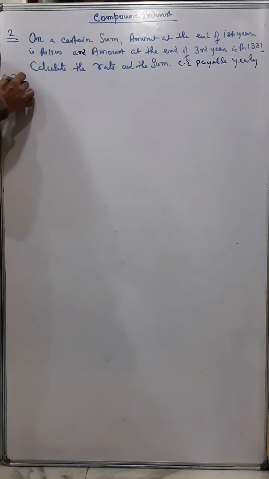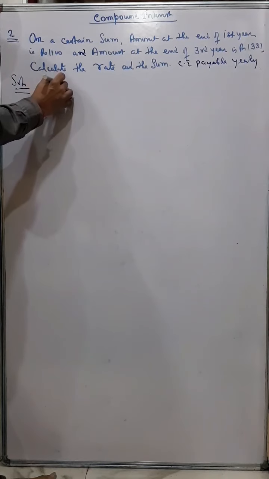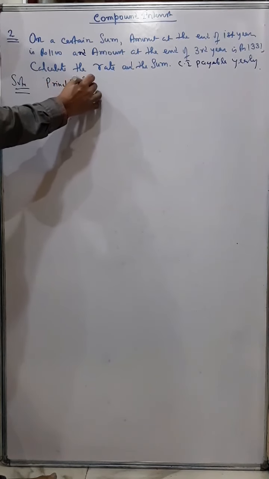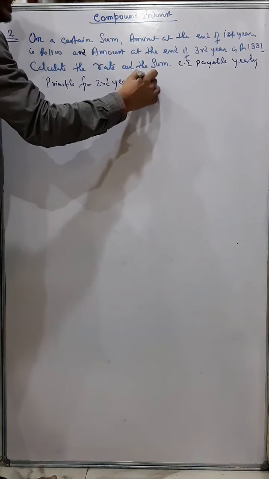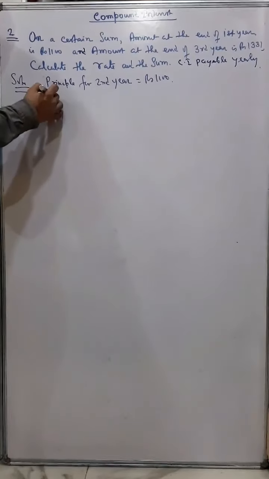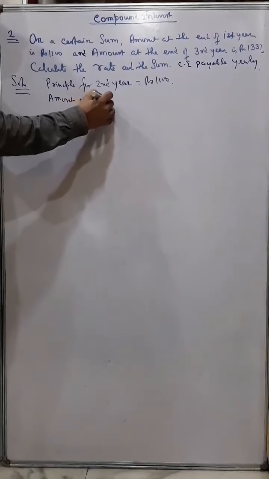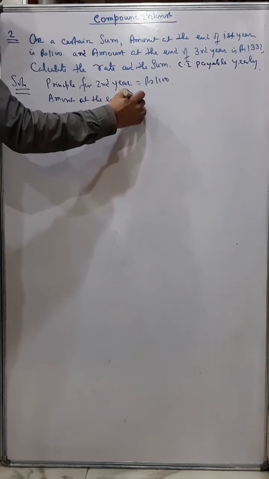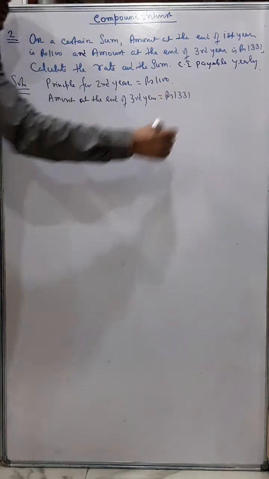Now try to understand, when they say the amount at the end of first year is 1100, so we can say that principal for second year is 1100. Amount at the end of first year means principal for the second year, and also given amount at the end of third year is 1331.